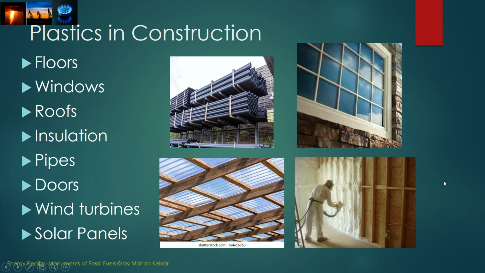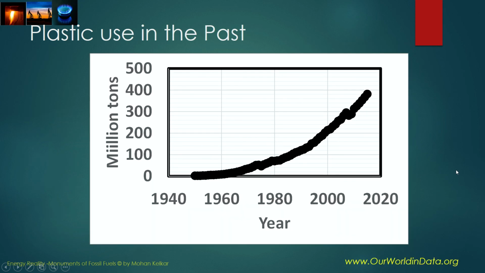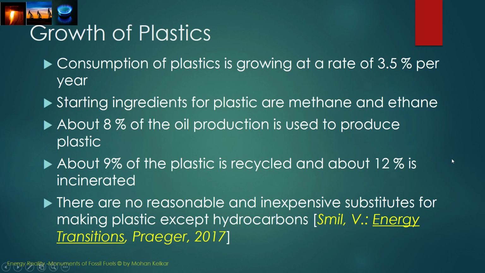Plastics is also used in construction. Floors, windows, roofs, insulation, pipes, doors, wind turbines, solar panels all require some type of plastic. The consumption of the plastic in the world has been increasing very rapidly. In 2020, roughly 400 million tons of plastic was produced, and it is expected that the consumption of plastic is going to grow at a rate of 3.5%.